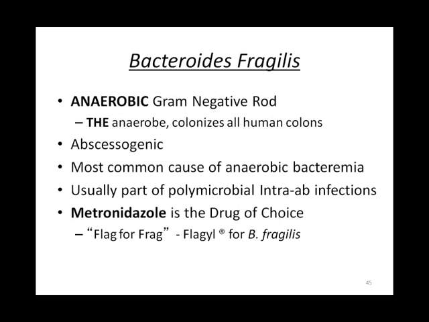Bacteroides fragilis is the most common anaerobic gram-negative rod. It's the anaerobe in that we don't even refer to it by its gram stain past that point. It is the anaerobe in all human colons. It is abscessogenic, and what I mean by that is it's likely to set up infections. If you have an intra-abdominal infection, Bacteroides could be the main player there. It's the most common cause of anaerobic bacteremias, and it can be part of polymicrobial intra-abdominal infections.